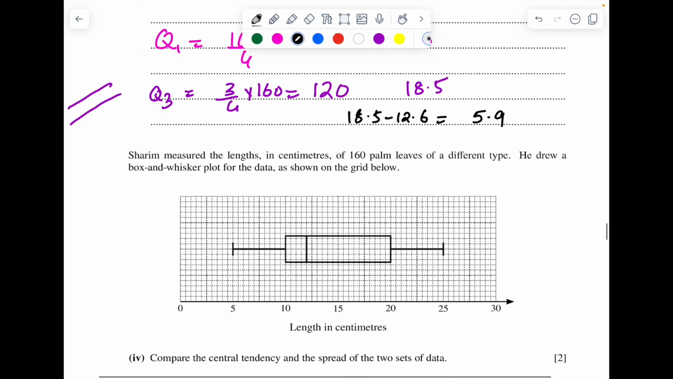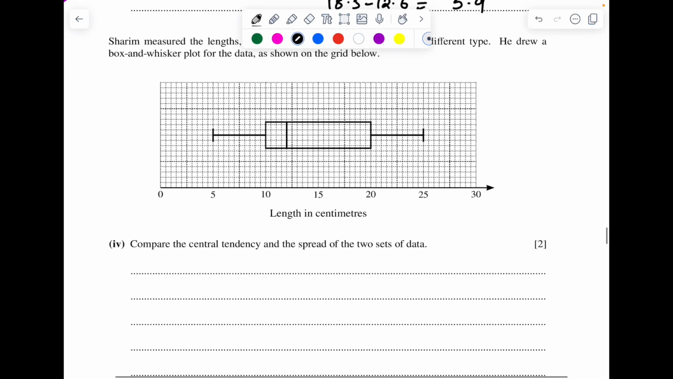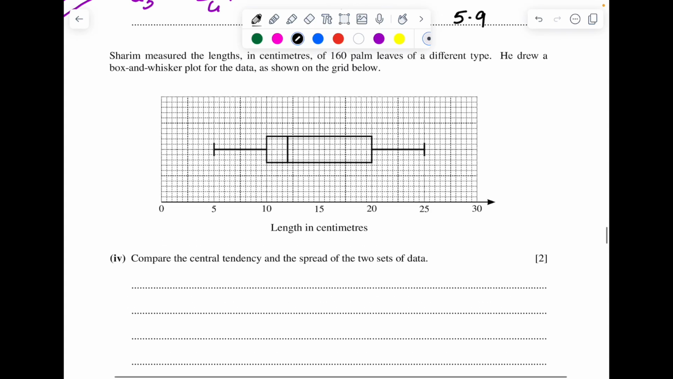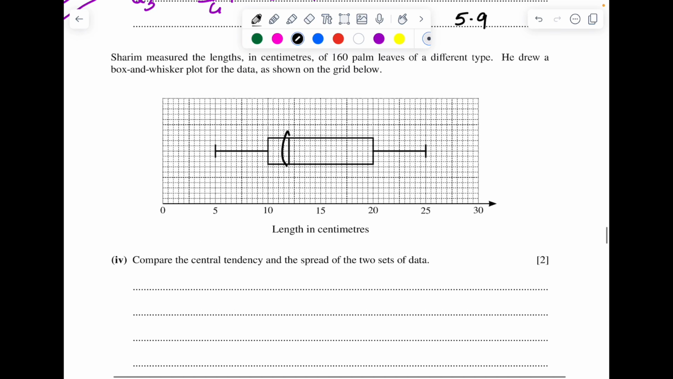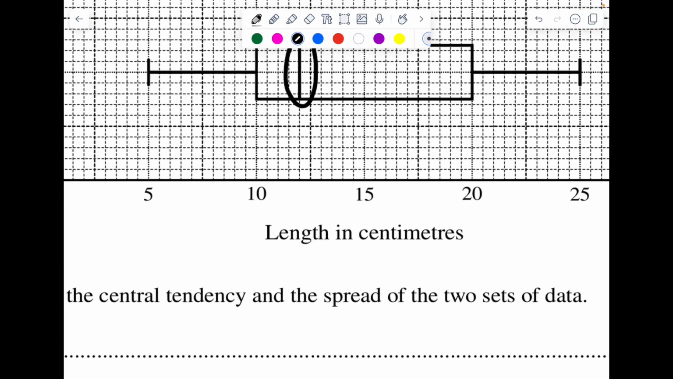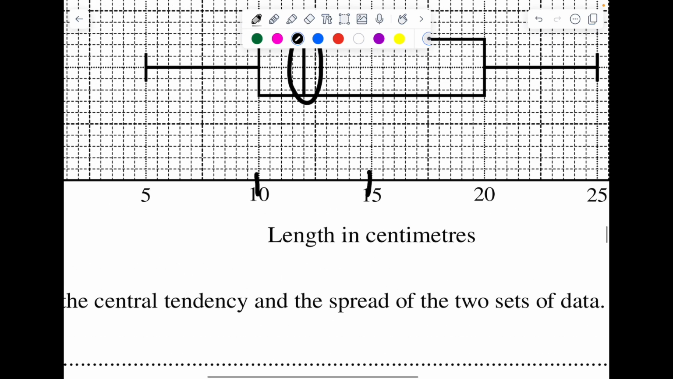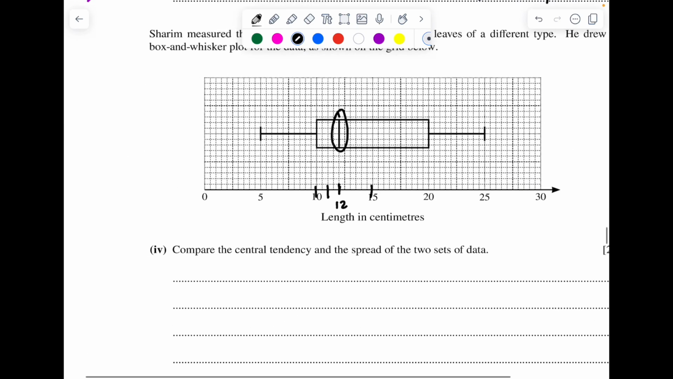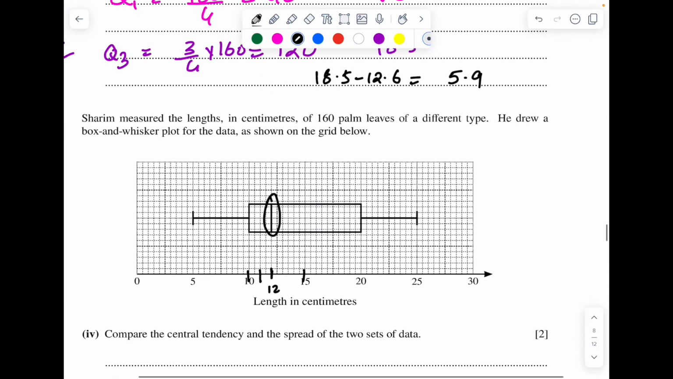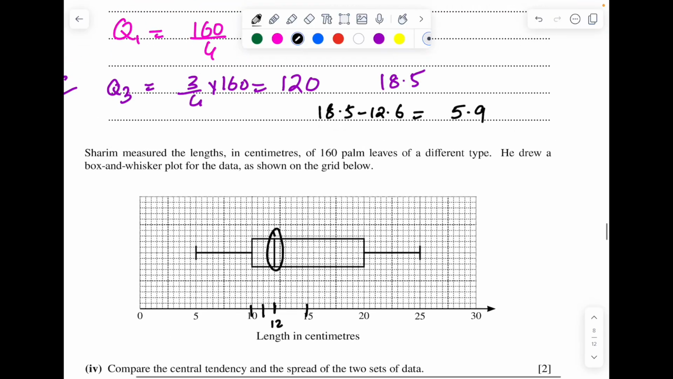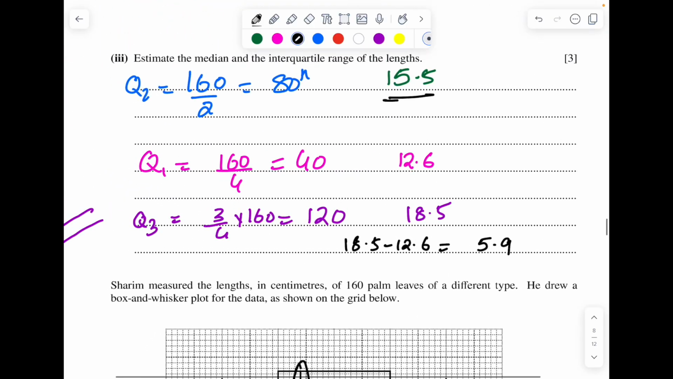Sharim measured the lengths in centimeters of 160 palm leaves of different type. He drew the box and whisker plot. Compare the central tendency and the spread of these two sets of data. So the median is going to be very much less than this. The median is 12 over here. For the previous one we got 15.5.